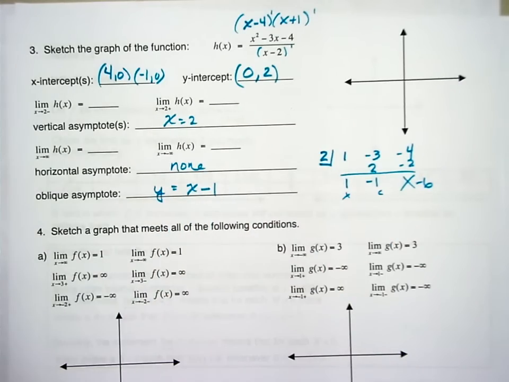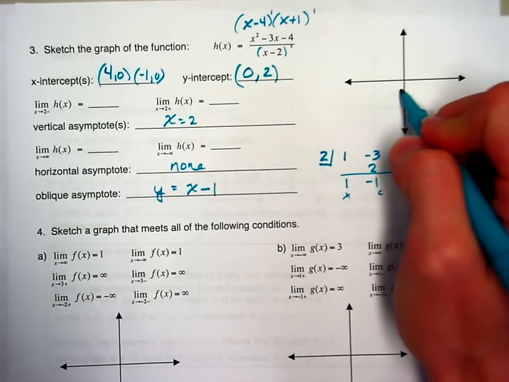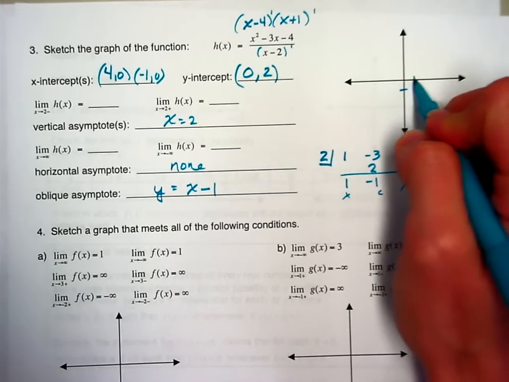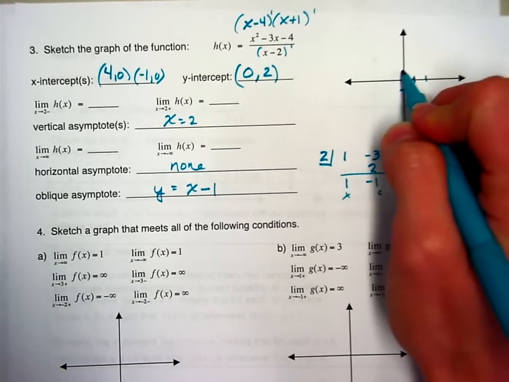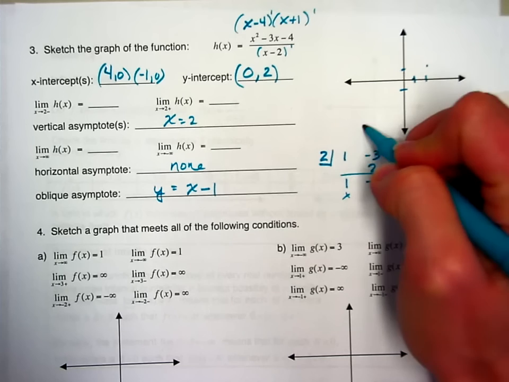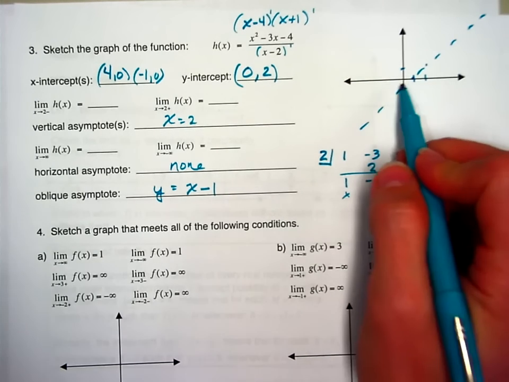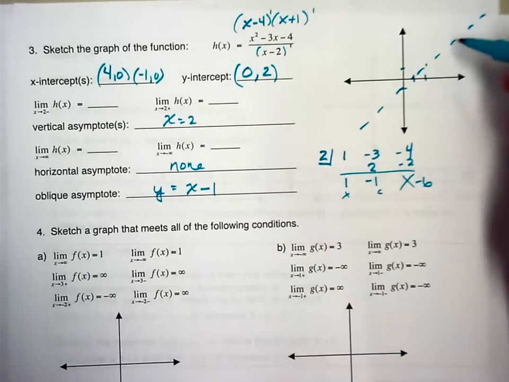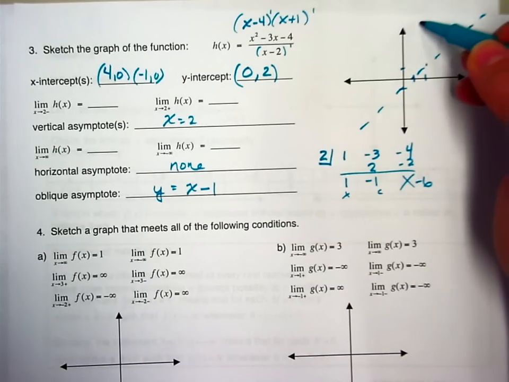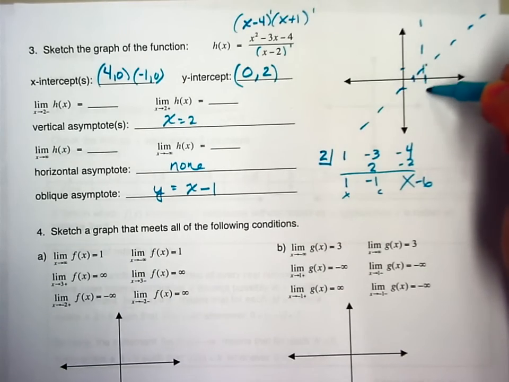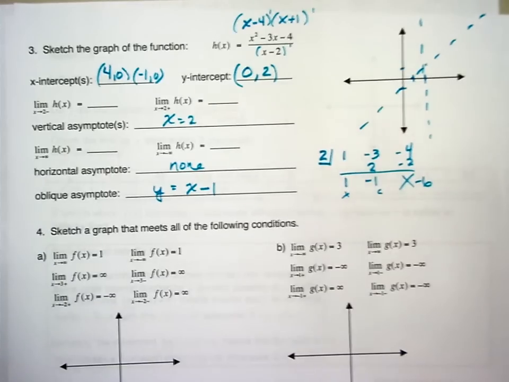All right, well, let's go ahead and graph that. We go down 1, and then the slope 1. So here is my oblique asymptote. Okay, we have a vertical asymptote at x equals 2. So that is right here. And because we only have one vertical asymptote, we know we're looking for 2 branches.